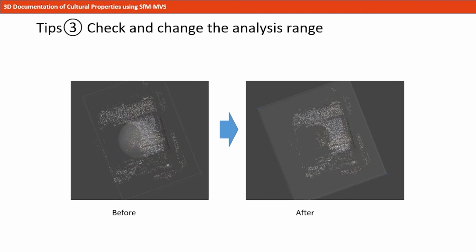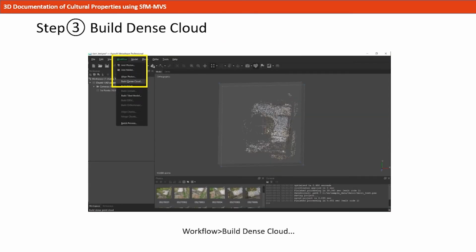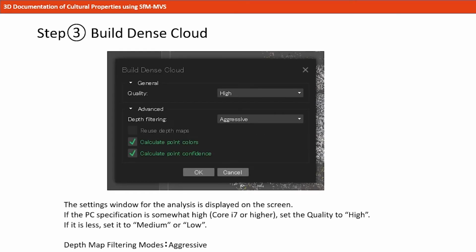Next is Process 3, the Build Dense Cloud task. In this task, we'll create the base data of the 3D image by building a dense cloud from the rough point clouds generated from SfM and creating more detailed data. Select Workflow, Build Dense Cloud. A settings window for analysis like this will be shown. We will set up like the image shown on this slide this time.